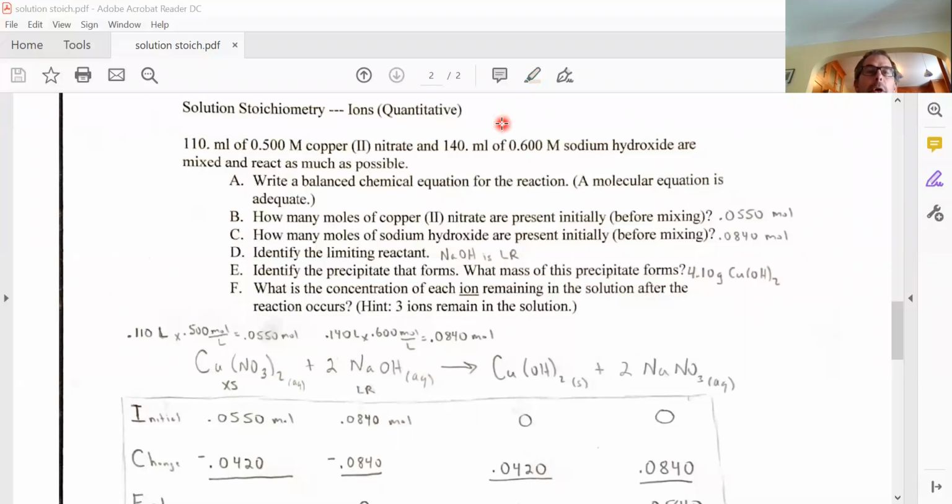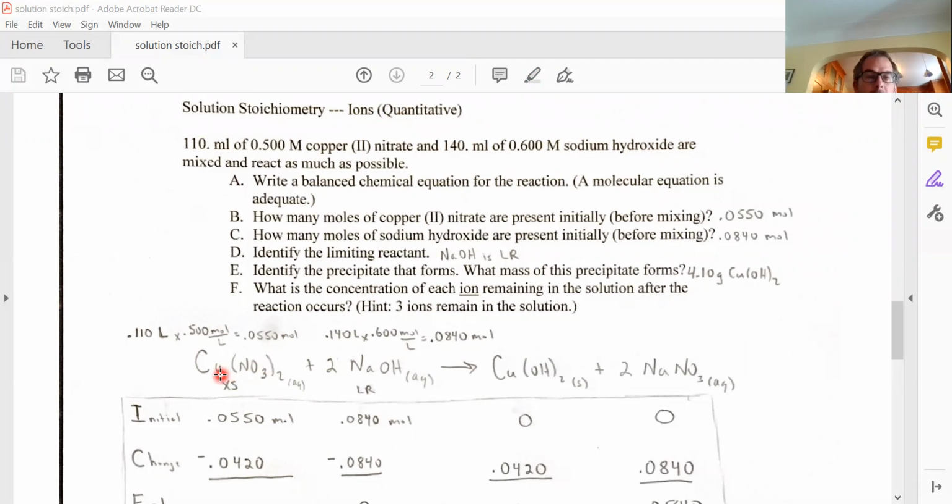Now we're going to look at solution stoichiometry with ions, but a quantitative look at this. So a little bit of a mega problem right here with a lot of components you should know about. All right, so we're going back to our copper nitrate plus sodium hydroxide, which we showed in the qualitative part of this video.